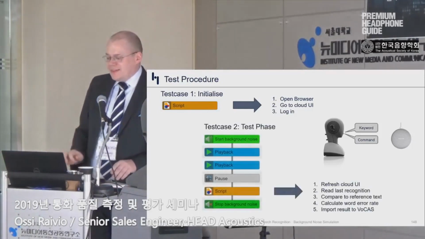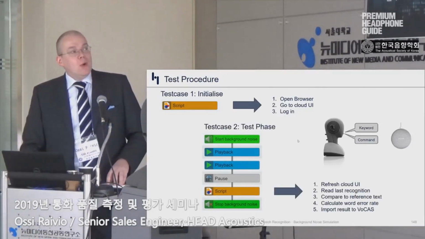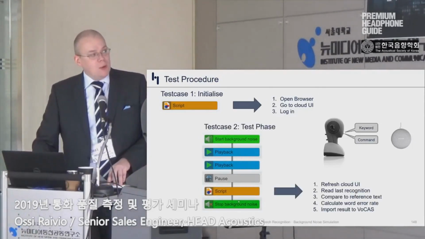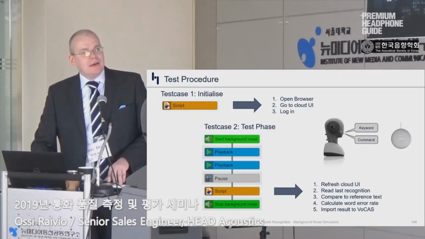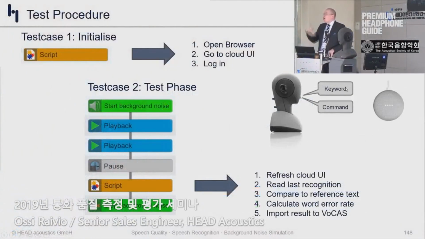The actual test is run like this. I don't have background noise, so I will be skipping the background noise, but I have two playbacks. The first playback is the keyword. It will be OK Google. And then the second playback will be some kind of a command. I think that I will be using "What's the weather outside?" and "Play Day Tripper from the Beatles." Something very simple, simple commands.